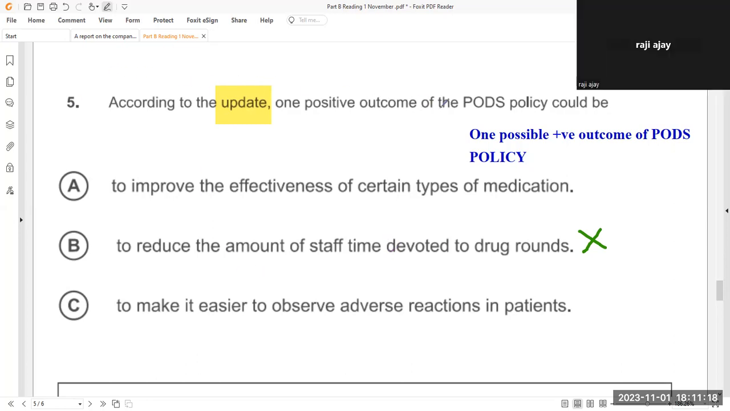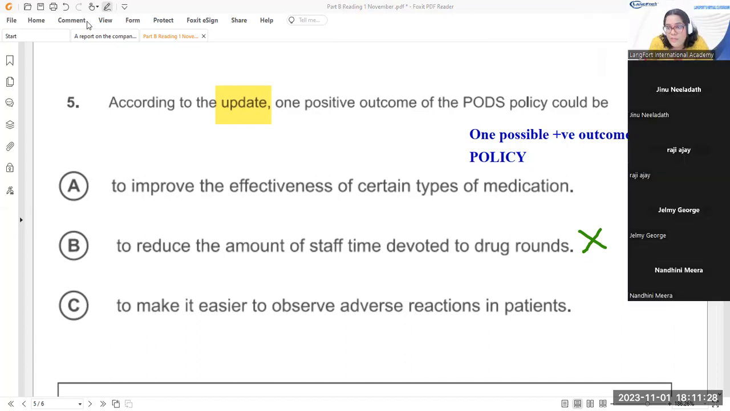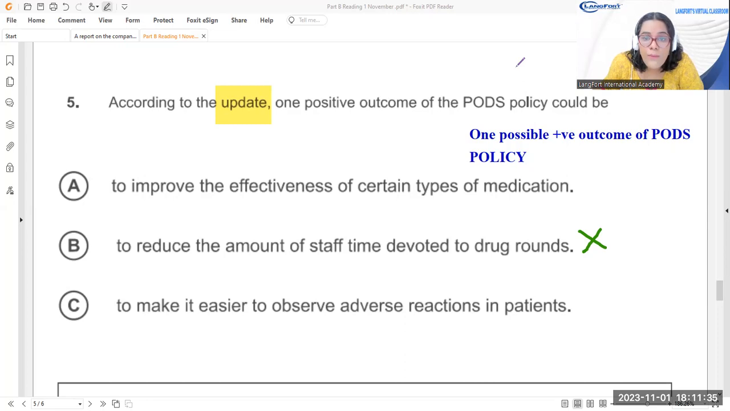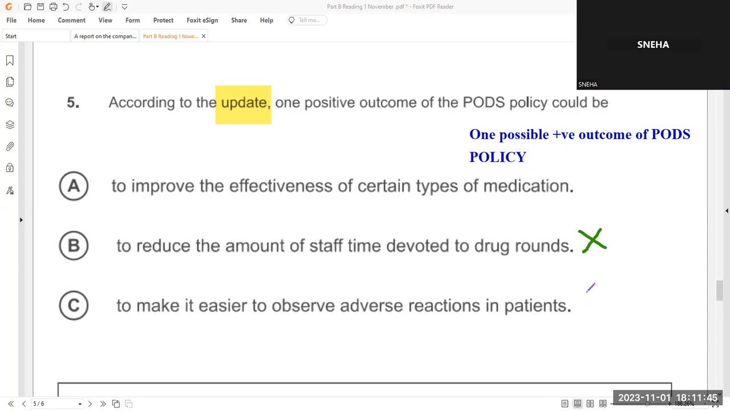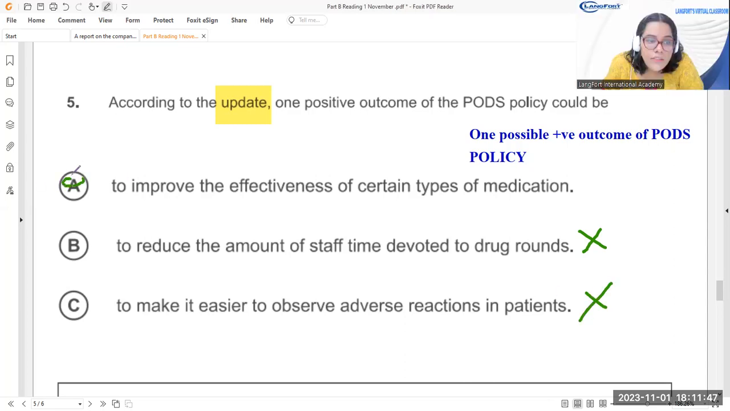Last option. According to the update, one positive outcome of the PODs policy could be to make it easier to observe adverse reactions in patients. Did they say that about the PODs policy? Make sure to mute yourself if there is too much background noise. Okay, thank you. So here, one positive outcome of the PODs policy could be to make it easier to observe negative reactions in patients. Have they talked about observing adverse reactions? No. So of course, the answer is option A.